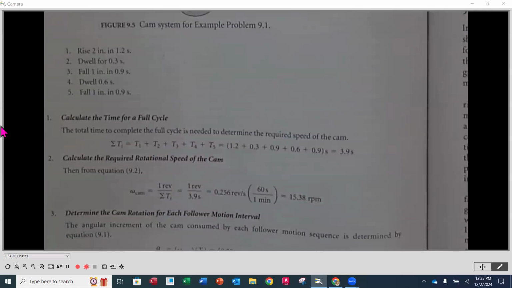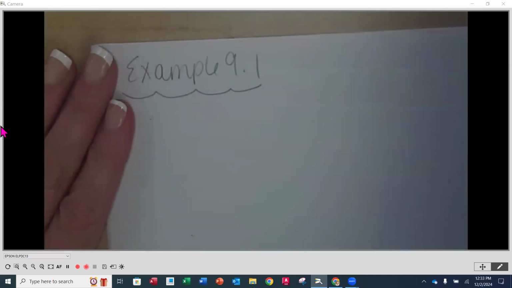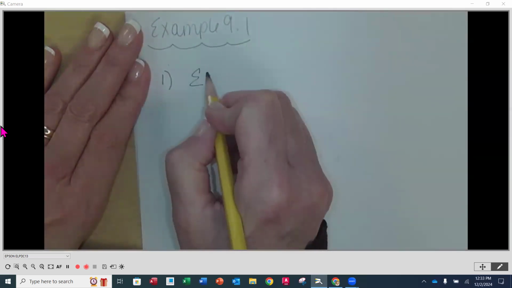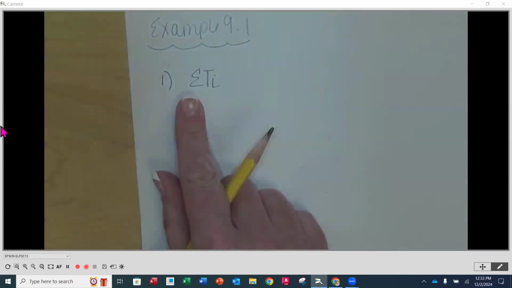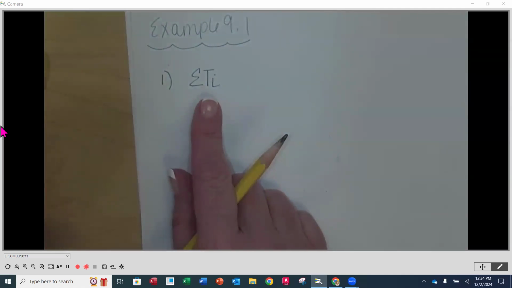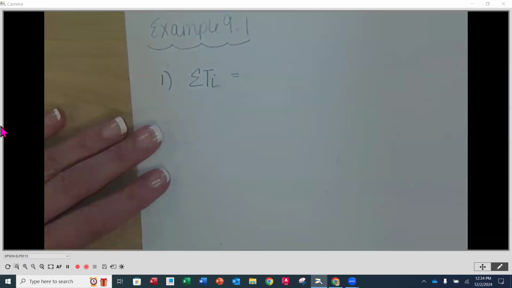So you'll notice here that the first thing they want us to do is determine what is the total time in a full cycle. A full cycle is 1 revolution. So the total time is going to be adding up each one of these, okay? So this is going to be step number 1, our total time. We need to identify this as capital T sub I. Again, I don't know what the sub I is for, but it's what they use for total time.